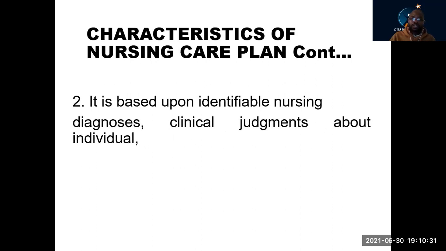Another characteristic of the nursing care plan is that it's based upon identifiable nursing diagnosis and clinical judgments about the patient. So the nursing care plan is based on the problem that you've identified. You can't come up with a nursing care plan if you've not identified any problem about this patient. What are you going to manage? What are you planning for? If you have not identified any problem, what are you going to plan for? So the nursing care plan is based on the nursing diagnosis that you have identified.